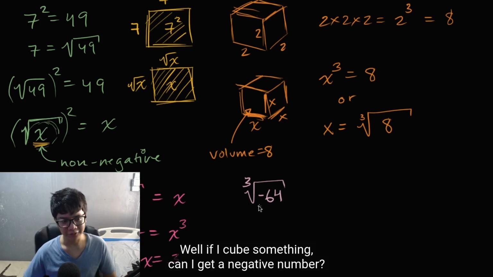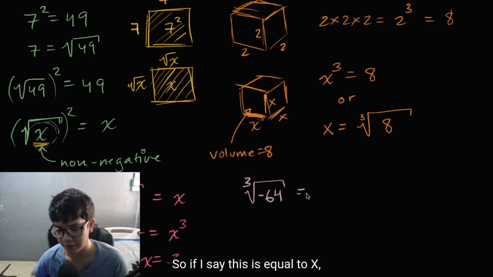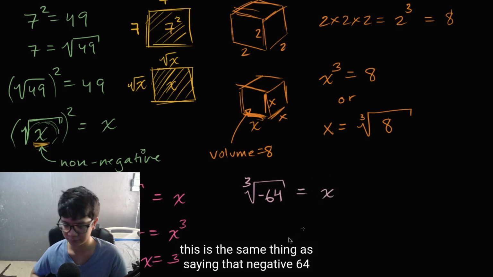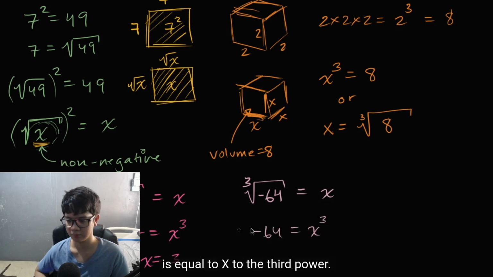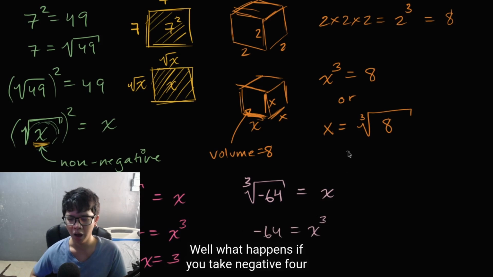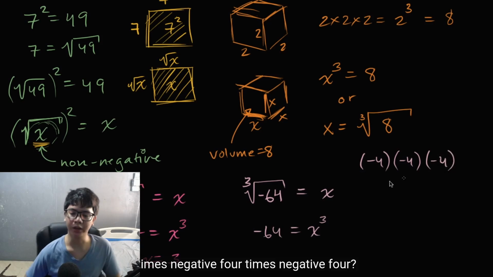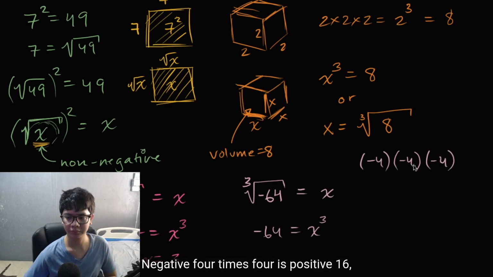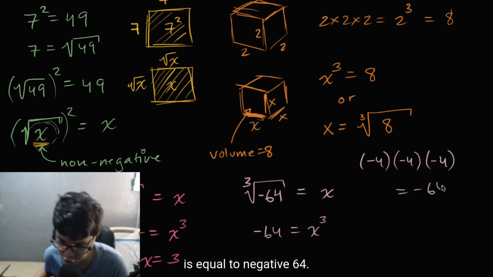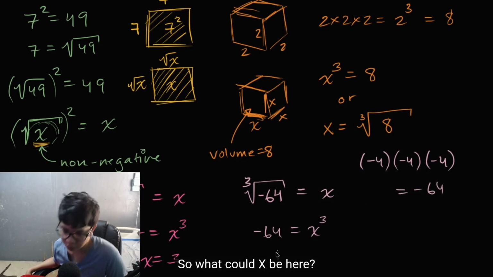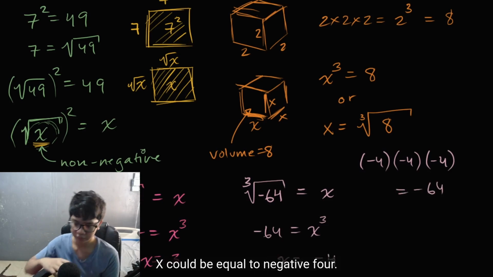Well, if I cube something, can I get a negative number? Sure, yeah. If I say this is equal to x, this is the same thing as saying that negative 64 is equal to x to the third power. Well, what could x be? What happens if you take negative 4 times negative 4 times negative 4? Negative 4 times negative 4 is positive 16, but then times negative 4 is negative 64. So x could be equal to negative 4.